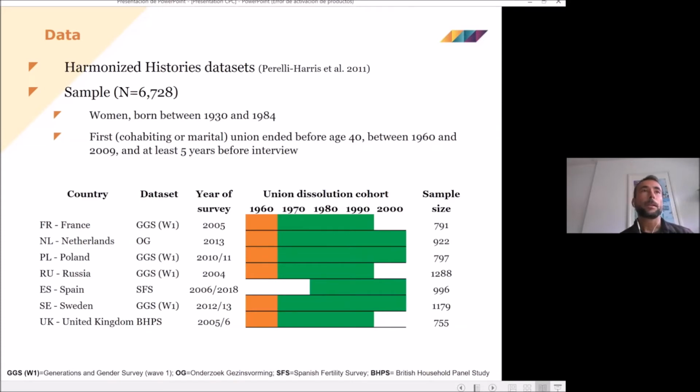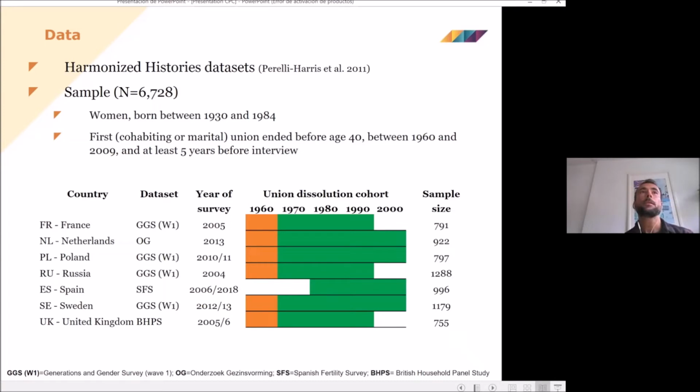So for this analysis, we will use data from the Harmonized Histories datasets, which contains harmonized fertility and partnership histories from a range of surveys for different countries. And this is mainly surveys from the Gender and Generations program. These datasets were harmonized by Brienna Perelli-Harris and her international collaborators. And for this analysis, we selected 7 countries, including the UK and different temporal contexts, or what we label as union dissolution cohorts between the 1970s and the 2000s. So that way we have a diversity in socio-historical contexts with regards to the diffusion of union instability and new family forms. So other countries in the study are France, Netherlands, Poland, Russia, Spain, and Sweden.